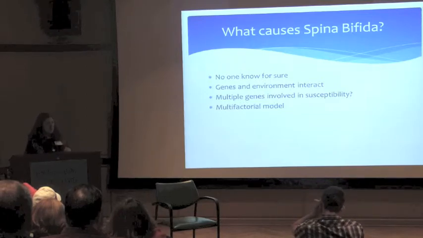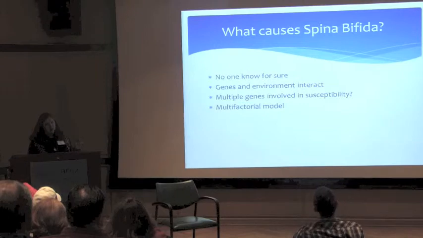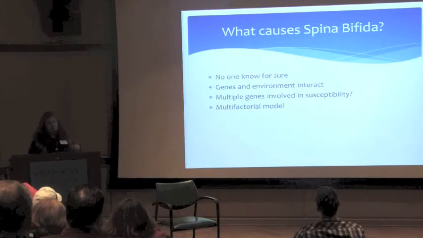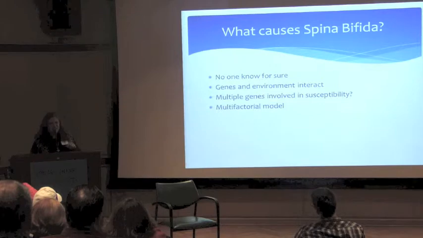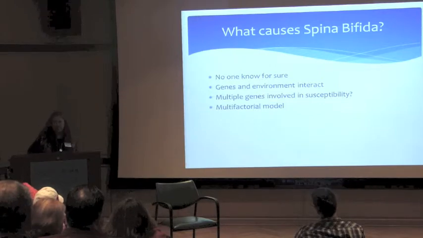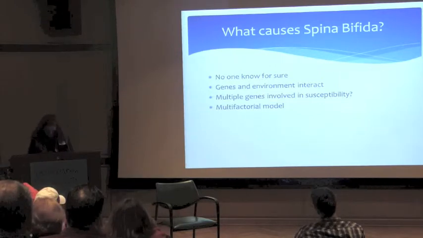We do think that there's both genetic and environmental factors that are involved in spina bifida. And we're going to talk a little bit about this idea of a multifactorial model. So, who's had a genetics class in the last 10 years? Nobody, of course, okay. That's what we expected.